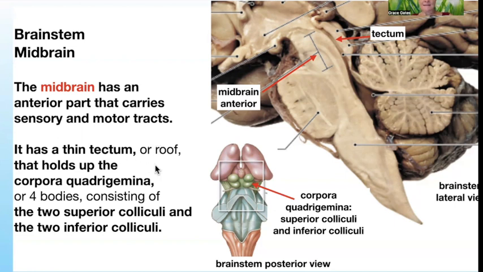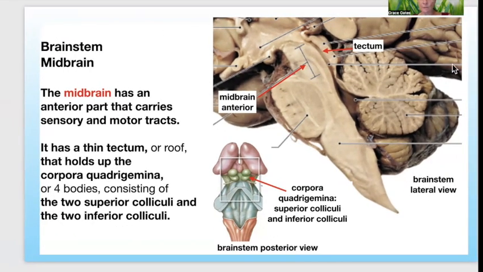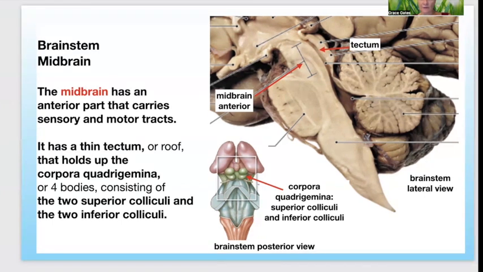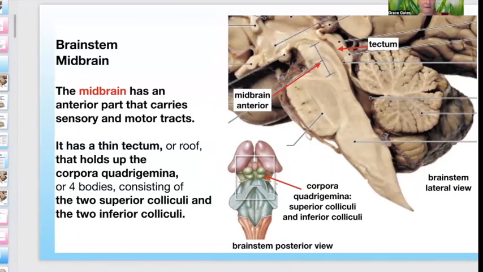Then the midbrain has a thin tectum, which is the Latin word for roof, that is behind a little passageway called the cerebral aqueduct. The tectum holds up the corpora quadrigemina, or four bodies, that consists of the 2 superior colliculi and the 2 inferior colliculi. And if those names seem a little bit familiar, it's because when we were learning about spinal cord tracts and the tectospinal tracts, we learned about the superior and inferior colliculi.